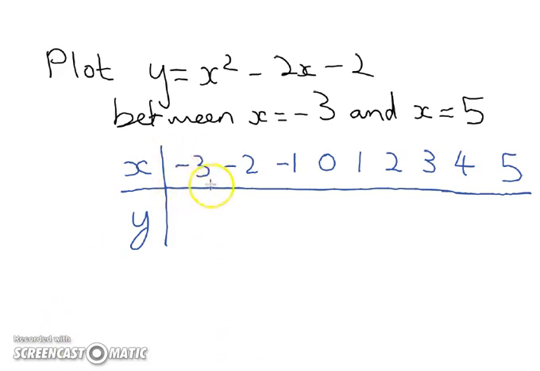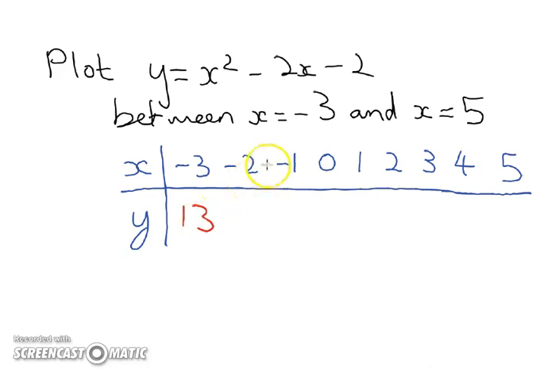So the first thing we do, x is minus 3. We have to put that into this equation here. So we get minus 3 squared. Well, minus 3 squared is minus 3 times minus 3. A minus times a minus is a plus. So we get minus 3 squared is 9. Minus 2 times minus 3 gives us plus 6. So we have 9 plus 6, which is 15. Then we have to subtract 2. And 15 subtract 2 is 13. That gives us our first y value.